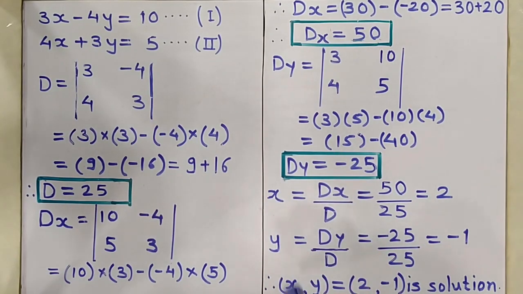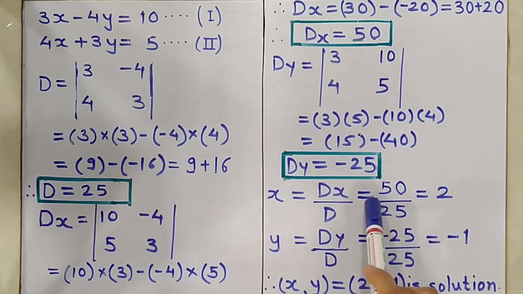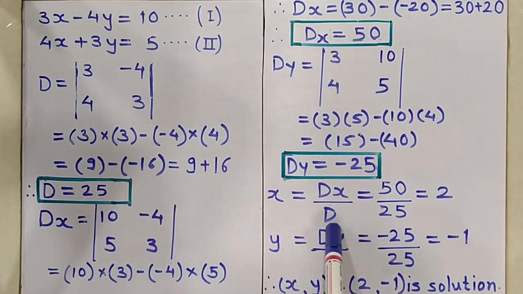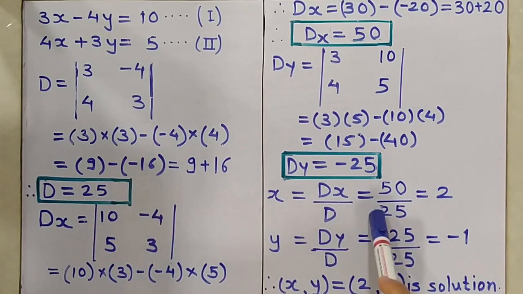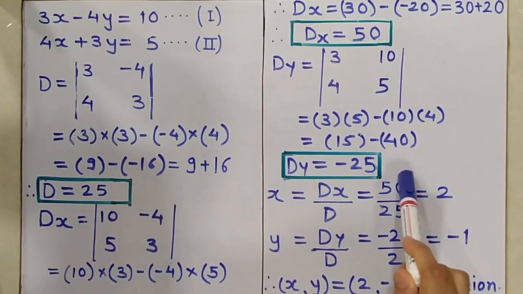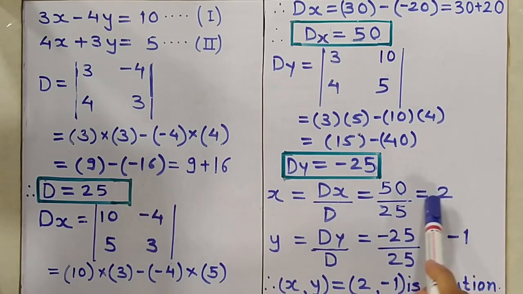Now after this, you have to find the value of x. So the formula for this is x is equal to dx upon d. Value of dx is 50. So here 50 will come upon value of d is 25. So we get this as 50 upon 25, which is equal to 2.